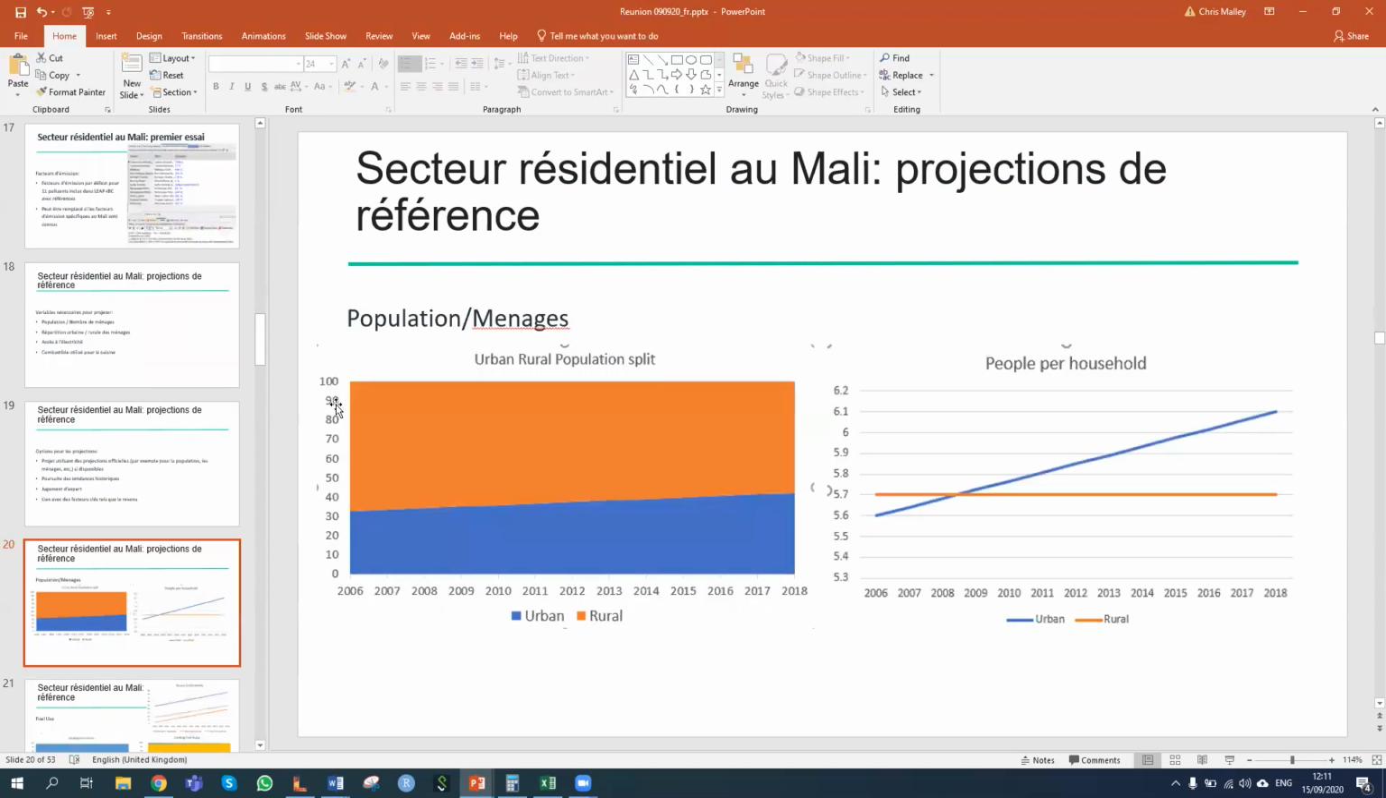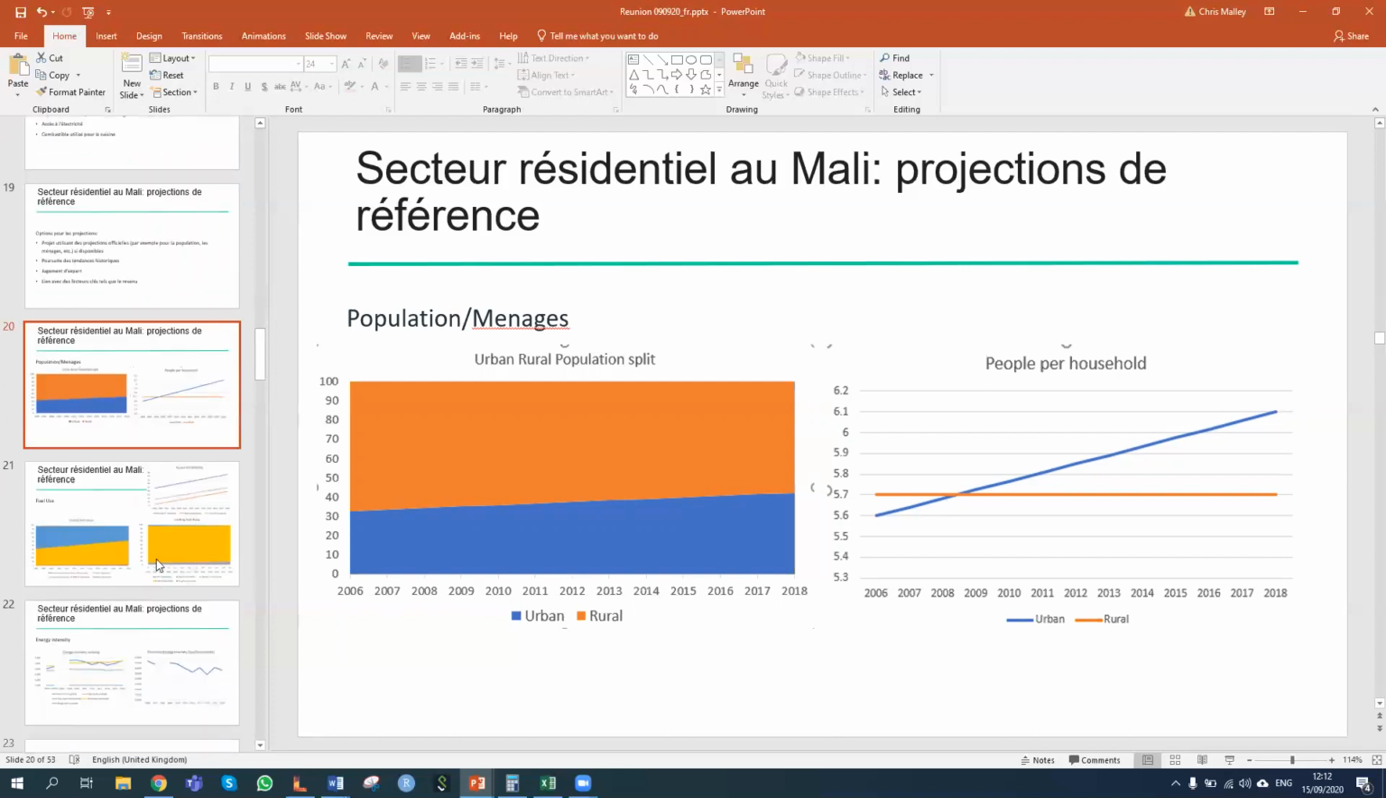If we look at the historical trends, we can see that between 2006 and 2018, there was an increase in the number of urban households and a decrease in the number of rural households. Is that urbanization likely to continue into the future? The number of people per household is also increasing in urban areas and is flat in rural areas. Are those trends also likely to continue?